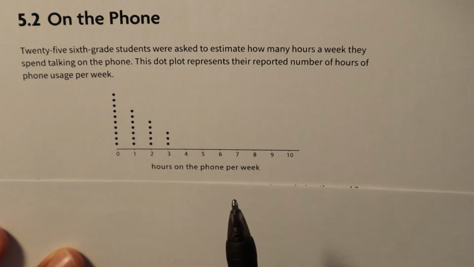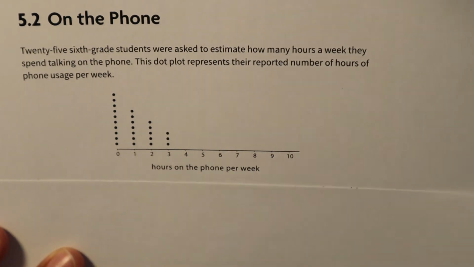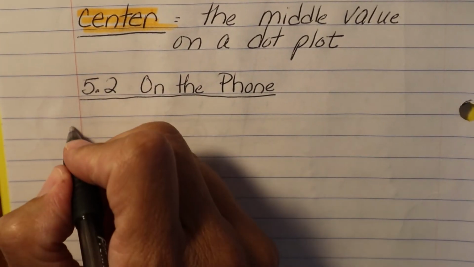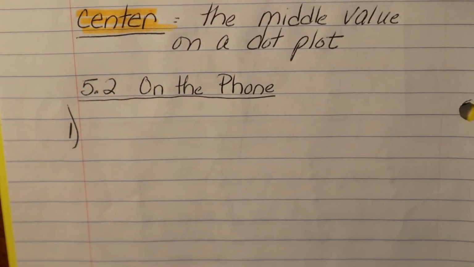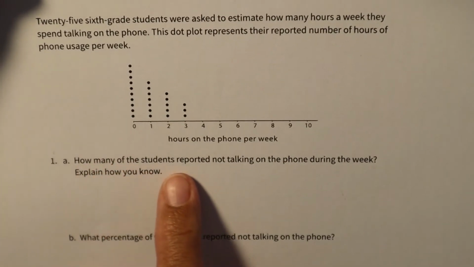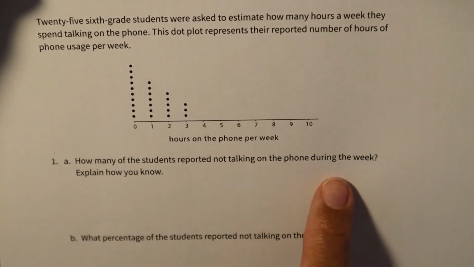So using this dot plot, we're going to answer some questions, okay? The first question, let's come back to our first question. So question number 1 is, how many of the students reported not talking on the phone?